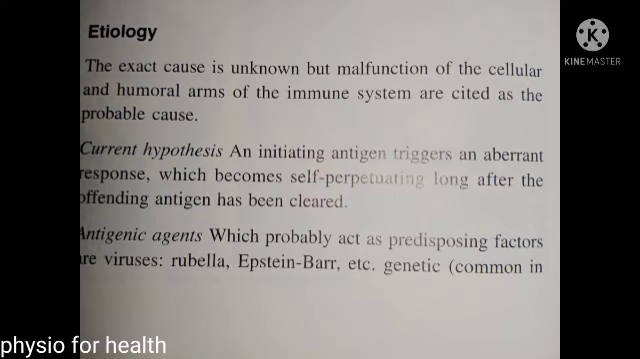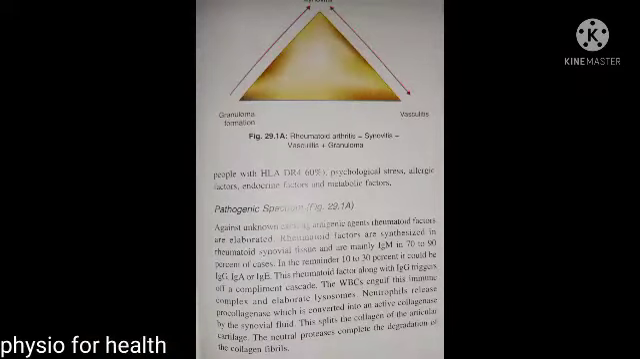Etiology. The exact cause is unknown, but malfunction of the cellular and humoral arms of the immune system is cited as the probable cause. Current hypothesis: an initiating antigen triggers an aberrant response, which becomes self-perpetuating long after the offending antigen has been cleared. Antigenic agents which probably act as predisposing factors are viruses, rubella, Epstein-Barr, etc. Genetic, common in people with HLA-DR4 60%, psychological stress, allergic factors, endocrine factors and metabolic factors.